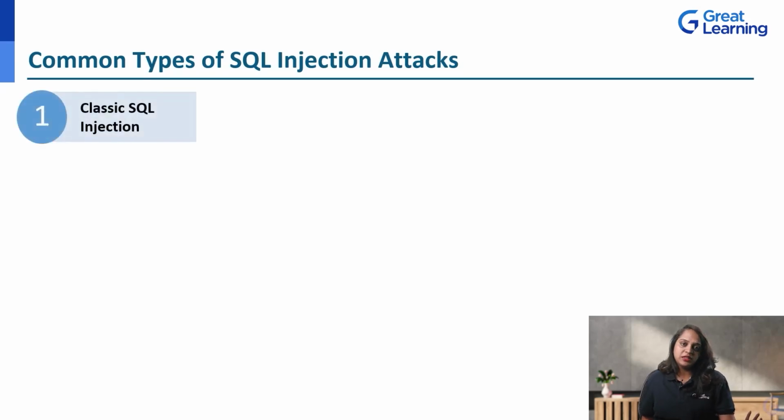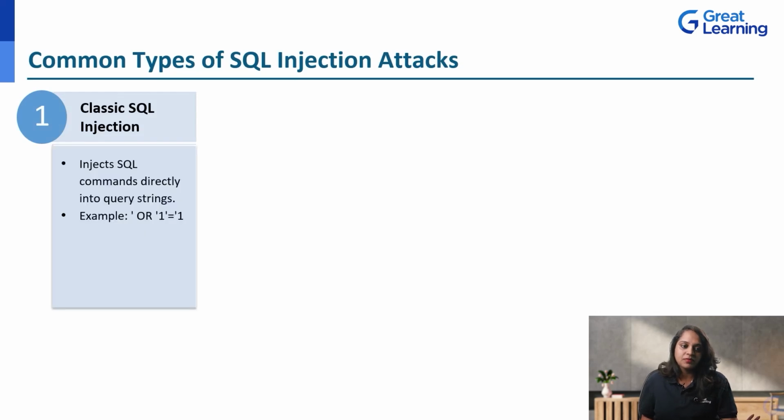The very first one is the classic SQL injection. It's very simple, and it is the classic one. Why? Because it just injects the SQL commands directly into the query strings. So the query that we write will directly inject this malicious code there. For example, I will just inject single quotes, or 1. Can you see the single quote before the 1 is equal to 1? This can be done to access the data in your database. So this is the classic SQL injection.